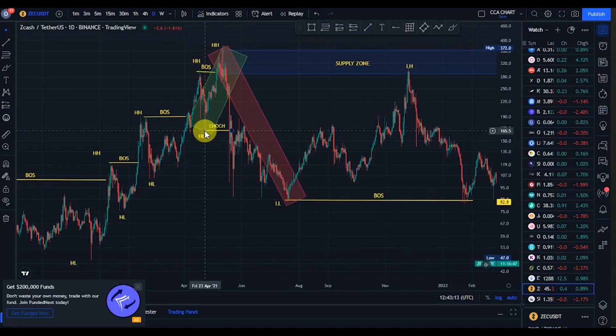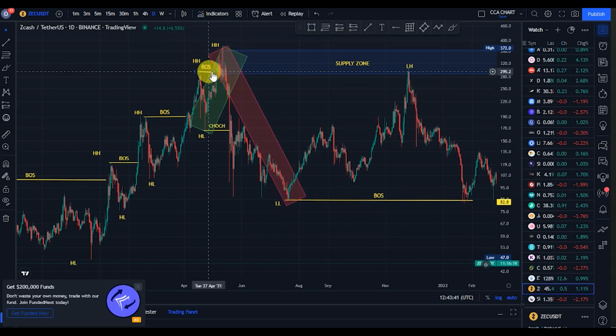Guys, from this point, the bulls came back, took price from $165, broke structure to the upside, and took price back to about $365. And guys, after every break of structure, we should expect a pullback. Sure, the bears came into the market, broke structure to the downside as a pullback, took price back to about $81.